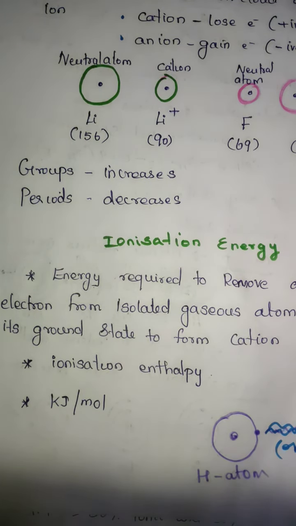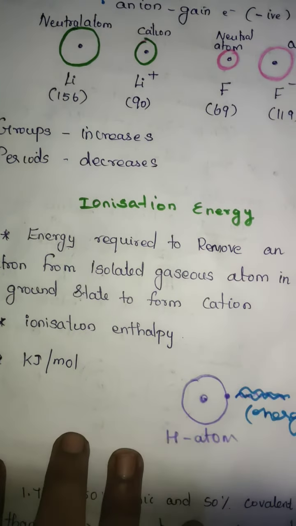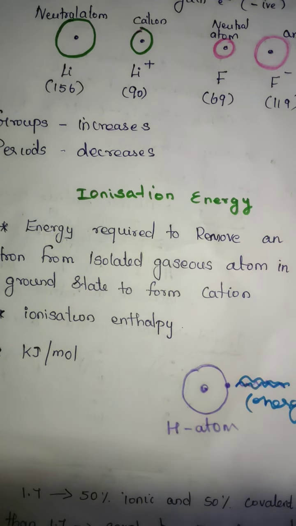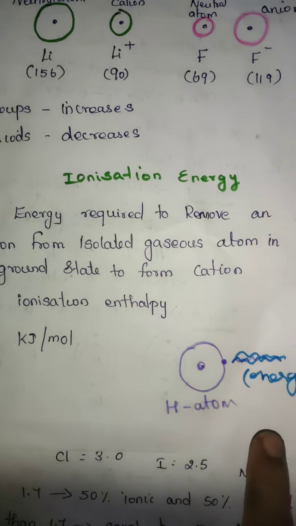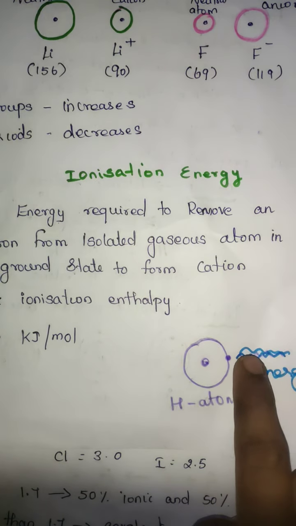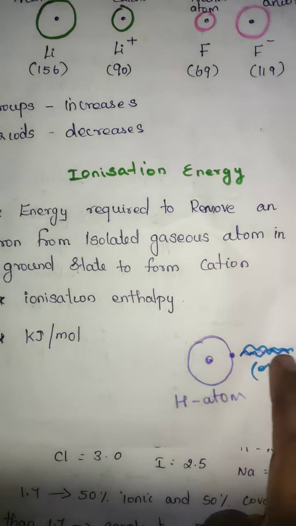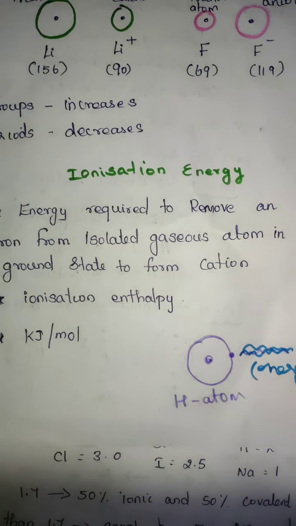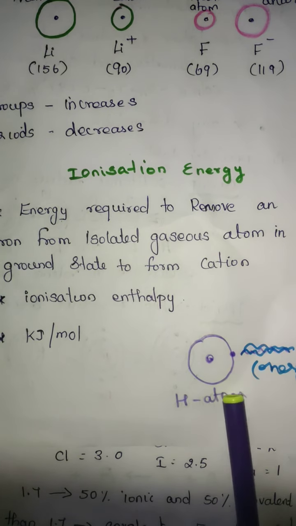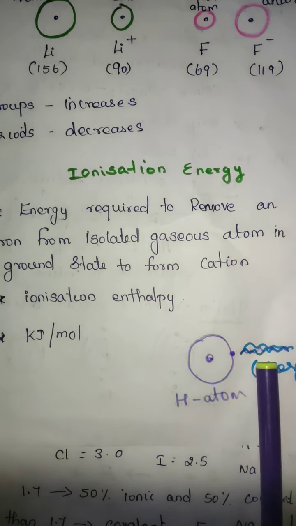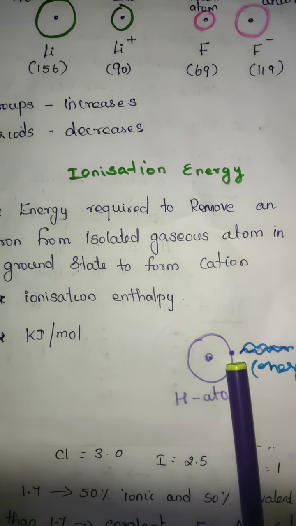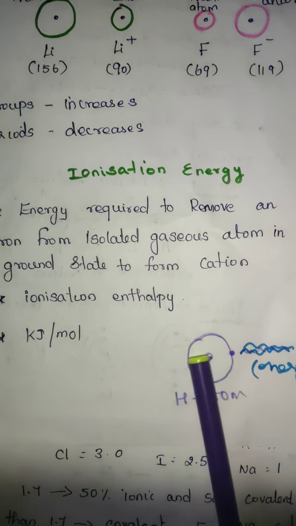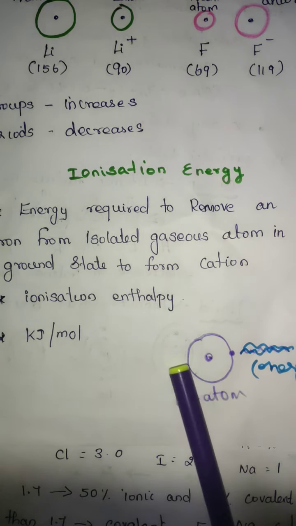Ionization energy. See, from this diagram you can understand. For example, a hydrogen atom with 1 electron in the outer shell. This is the energy to pull this electron. Consider this as pulling. To remove this outer shell electron, the energy required to remove this electron from the valence shell. This is a valence electron, this is the valence shell.